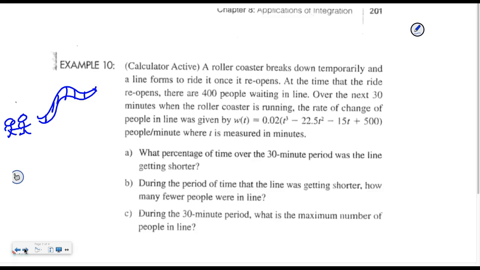It says at the time that the ride opens, there's 400 people waiting in the line. I'd put a 400 right here. There's 400 standing there. Over the next 30 minutes, I like to just put a continuum down here so I know I'm looking at 0 to 30.